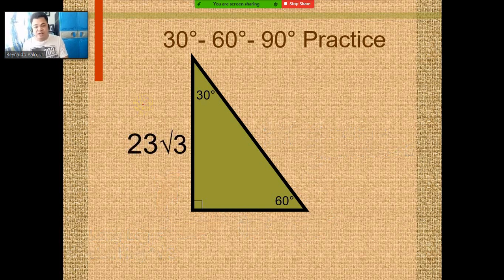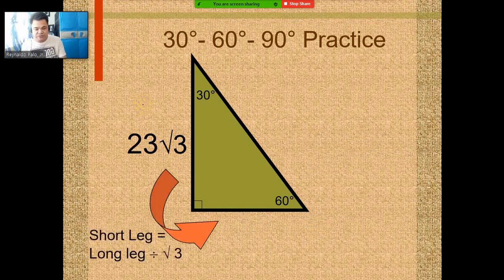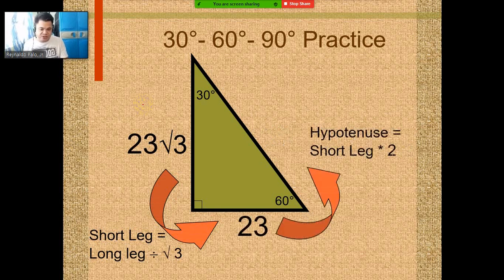This time, let's have the long leg. Okay, so let's go back again to the short leg. 23 square root of 3 divided by square root of 3. Cancel square root of 3, it's just simply 23. So solve for the hypotenuse. 23 times 2 is just simply 46. So remember that even if the hypotenuse and the long leg are given, just solve first for the short leg. That's the first thing that you have to solve.